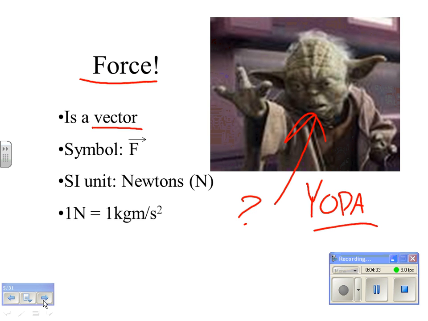Force is a vector. We already know this, but I'm going to write it down again. That means it has magnitude and direction.